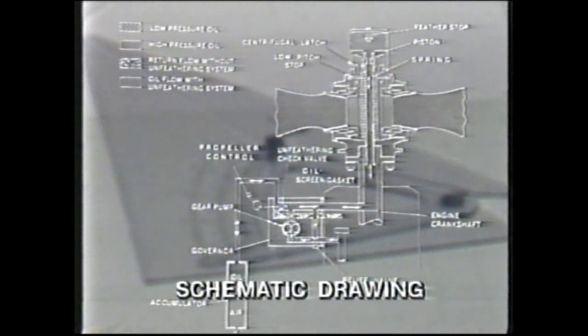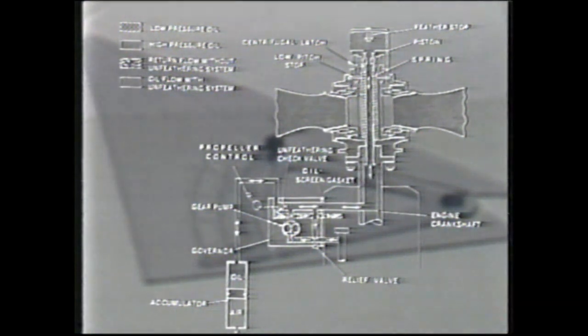A schematic drawing helps explain principles of operation, such as with this propeller system. Emphasis is on the fluid flow in the system, and the parts are not necessarily shown in their true physical relationship to each other.